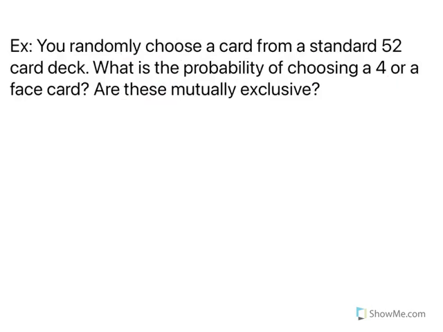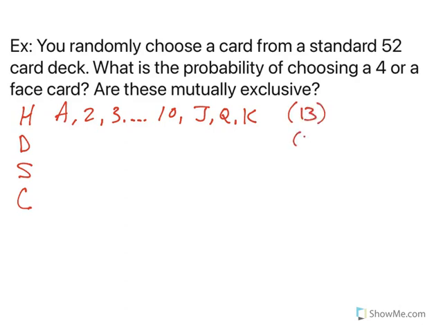Let's do one more. You randomly choose a card from a standard 52 card deck. What is the probability of choosing a 4 or a face card? Are these mutually exclusive? Okay, so thinking through a deck of cards, we have 4 suits. We have hearts, diamonds, spades, and clubs, and each one of these has ace, 2, 3, all the way up to 10, and then jack, queen, king. So there are 13 cards of every suit, which is how we get to 52, because 13 times 4 is 52.